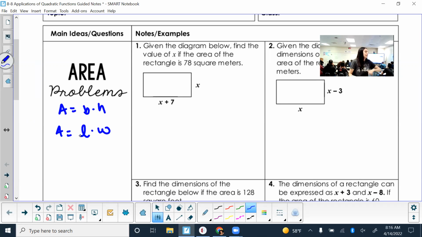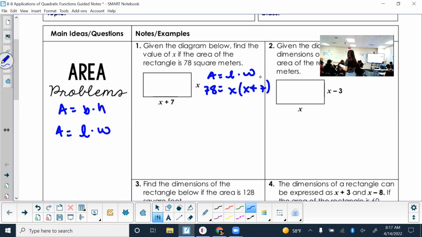So in example 1, it says, given the diagram below, find the value of x if the area of the rectangle is 78 square meters. So my area is 78 square meters, so that goes here. My length is what? X, you could say this is the length. What's the width? X plus 7. And we're multiplying them together because that's what the area formula tells you to do.